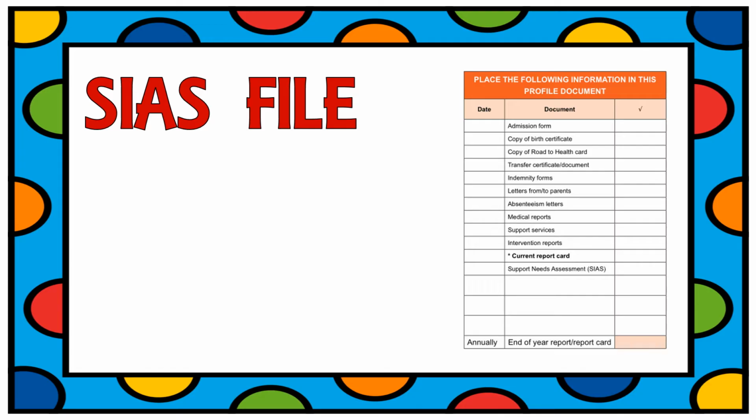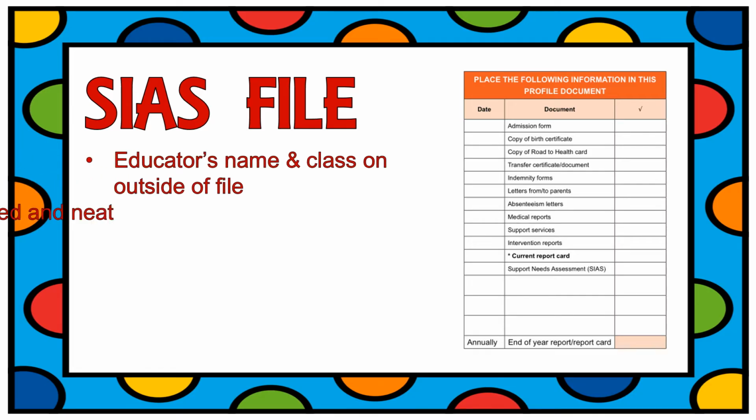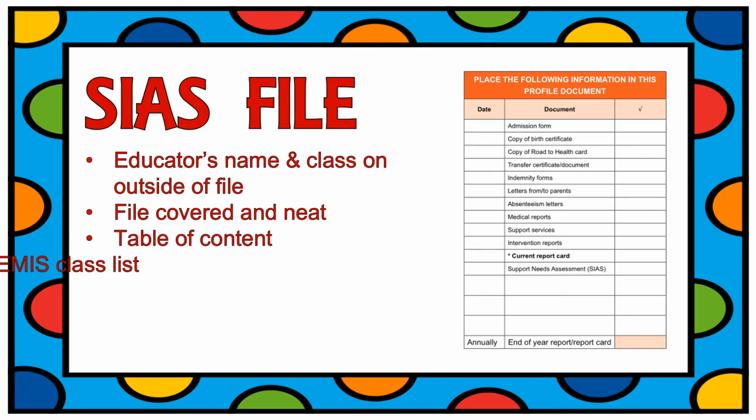First of all, when we have a SIAS file, we need to ensure that the educator's name and class is on the outside of the file. The file should be covered and neat. There should be a table of content as well as a SIAS class list in the front.